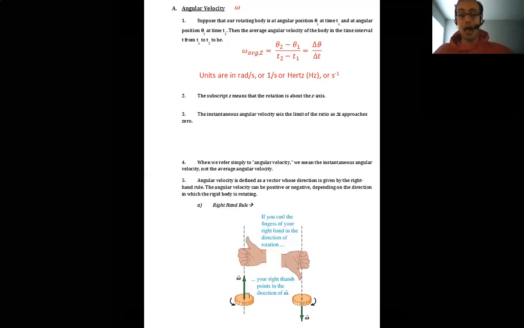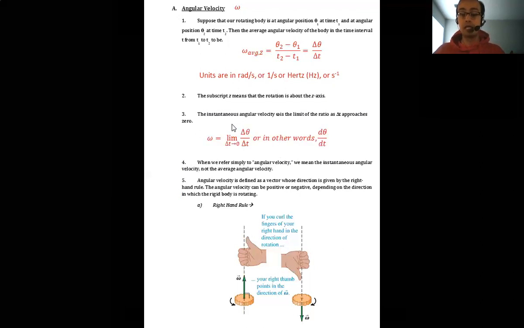I apologize. Anyway, units for angular velocity are in radians per second, or 1 over seconds, or hertz, or seconds to the negative 1 power. And a subscript z means the rotation is about the z-axis. It's perpendicular to the plane of the rotation itself.